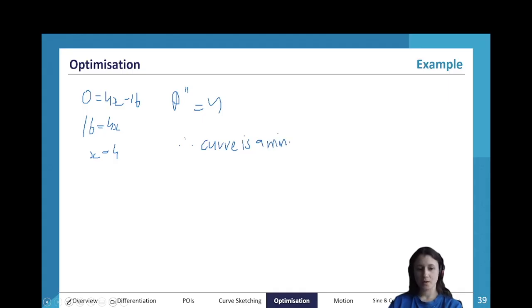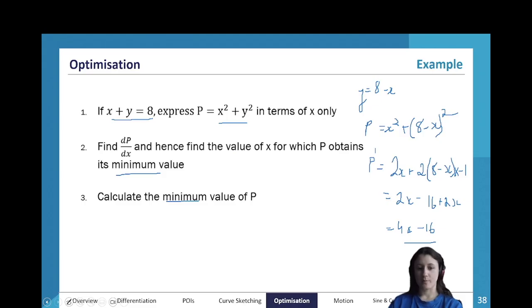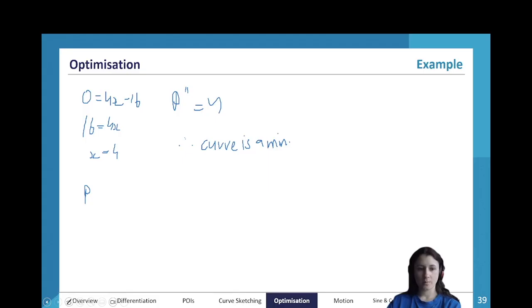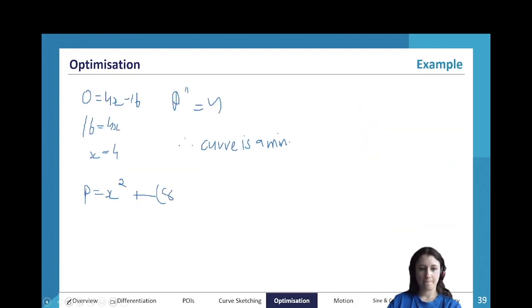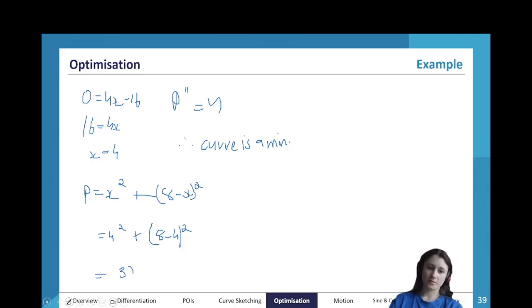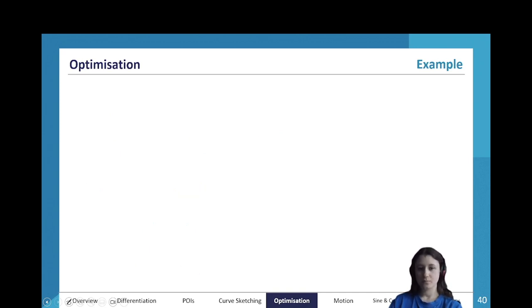Right. So from here we need to calculate the minimum value of p. So all we need to do from here is just substitute this x value in to our p formula. So our p formula was p equals x squared plus (8 minus x) squared. Let's substitute 4 in now. We're going to have 4 squared plus (8 minus 4) squared, which will give us 4 squared plus 4 squared, which is 32 units. Alrighty.